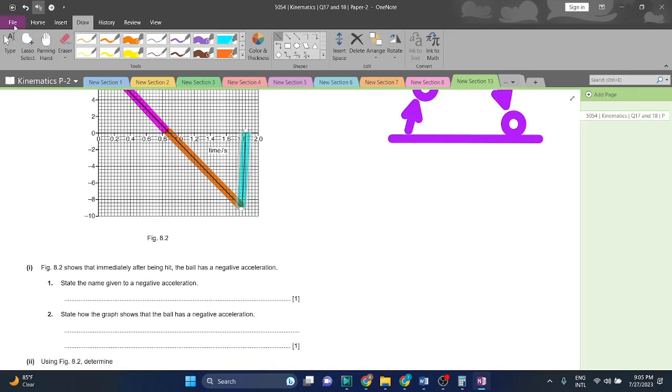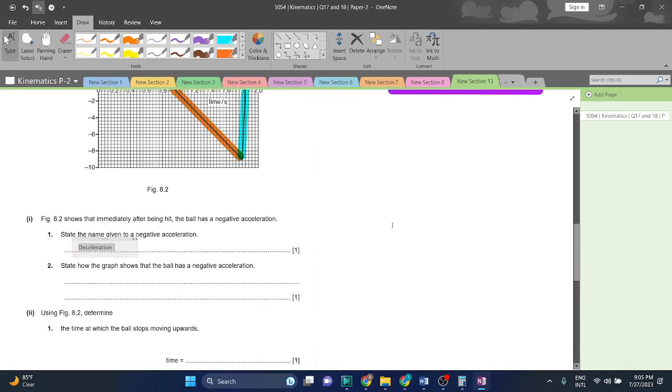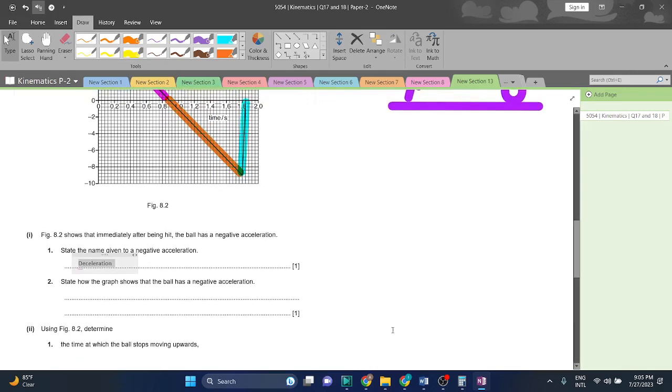State a name given for negative acceleration. Negative acceleration is deceleration. That's what negative acceleration is. State how the graph shows the ball has a negative acceleration. It's in the negative area.